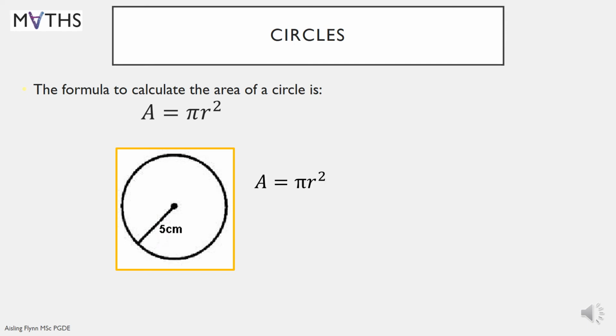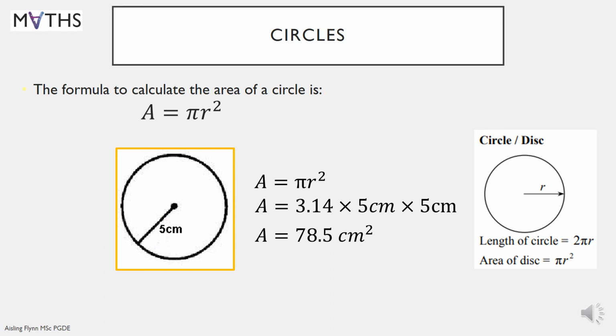Write down your formula for the examiner, and we'll use 3.14 for pi, and r squared will be 5 squared, or 5 by 5. And I get 78.5 centimeters squared.